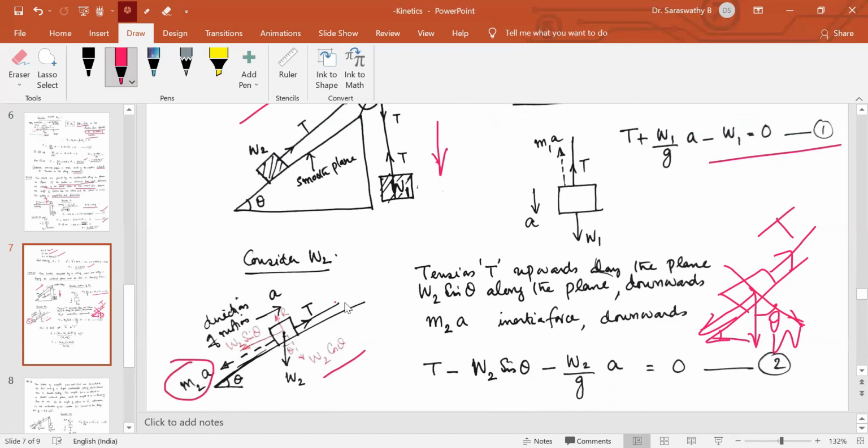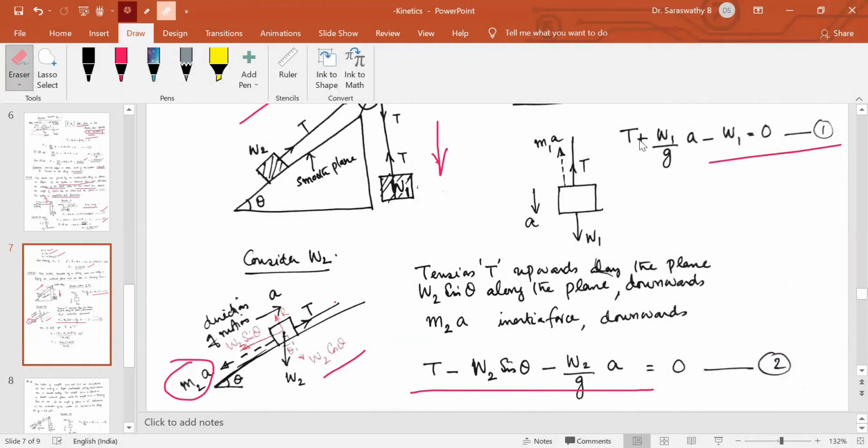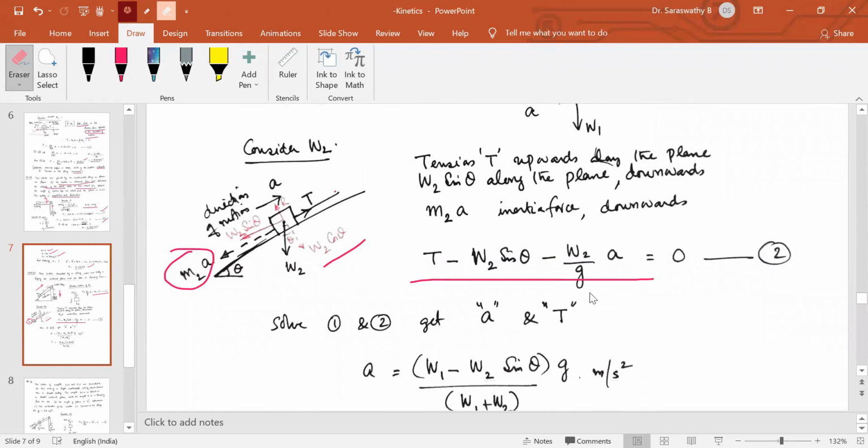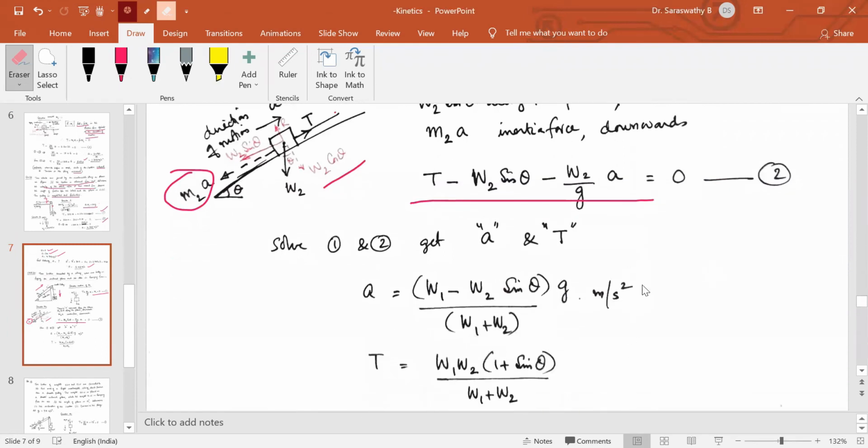Now write down the equation. You write the equation along the plane. Consider the equilibrium along the plane. Sigma H is equal to 0. T minus W2 sin theta minus M2A, where M2 is W2 by g, is equal to 0. So we'll get two equations. T plus W1 by g A minus W1 equals 0, and T minus W2 sin theta minus M2A is equal to 0. Equation 1 minus equation 2, you will get the acceleration. And once you get the acceleration, substitute back, you will get the tension in the rope. So both these expressions you will get.